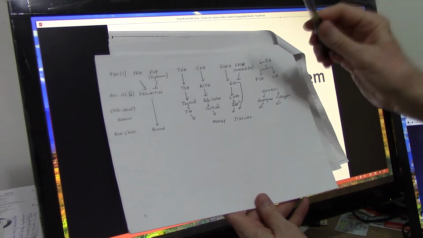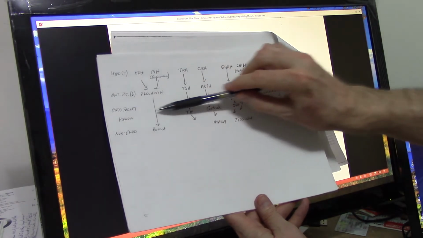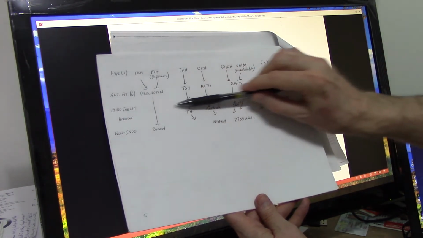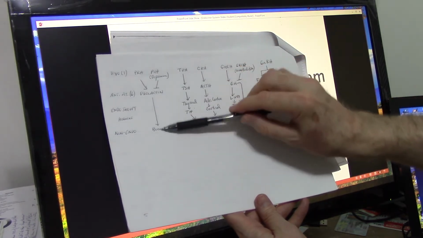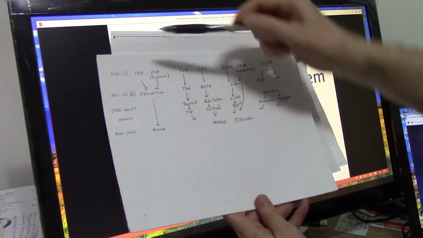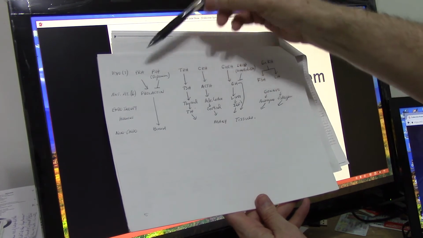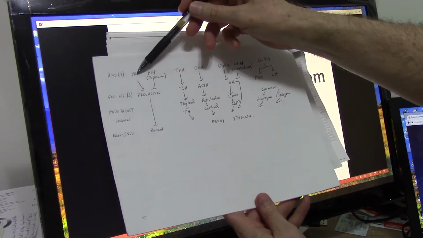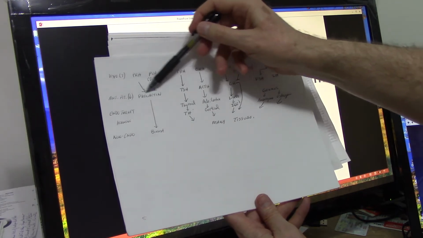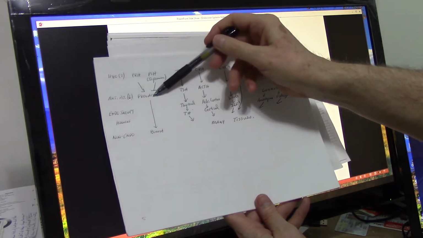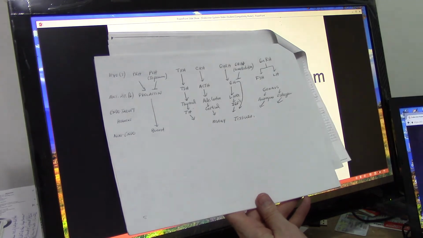Now, in some cases, there is no intervening endocrine gland. The hormone will go direct to the final tissue, as, for example, prolactin. So if the hypothalamus releases PRH, or prolactin-releasing hormone, that will stimulate the release of prolactin from the anterior pituitary, and that will go directly to breast tissue.